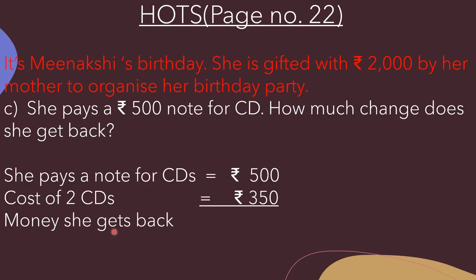To find the money she gets back, we need to subtract the given amounts. So here we will start from our right hand side. 0 minus 0, 0. 0 minus 5, that is not possible. So here we will take a borrow, and this 0 will become 10 and this 5 will become 4. Now 10 minus 5, 5. 4 minus 3, 1. So what is the answer beta? That is rupees 150.